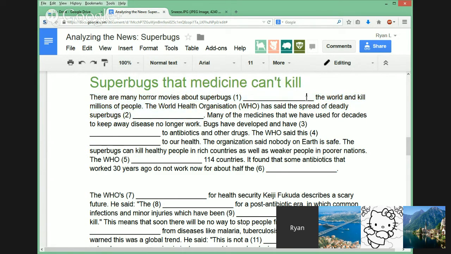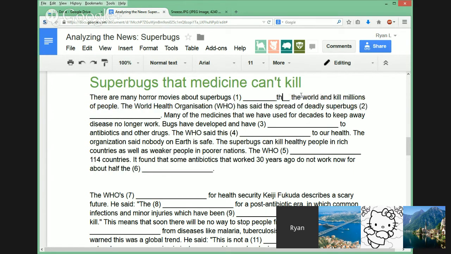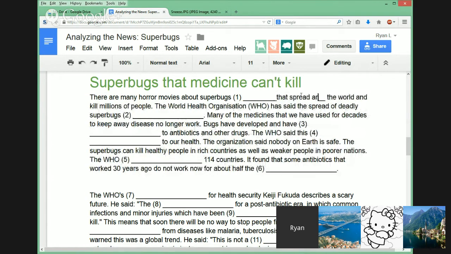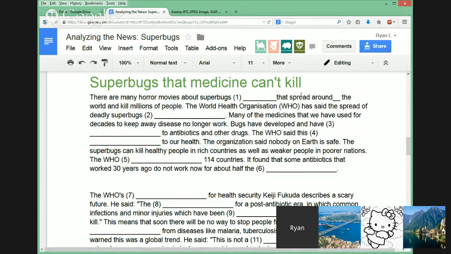There are many horror movies about the superbugs that spread around the world and kill millions of people. The World Health Organization (WHO) has said the spread of deadly superbugs increased.